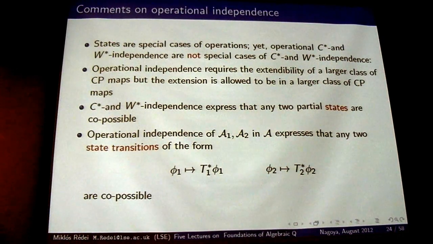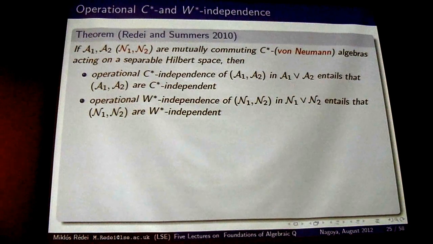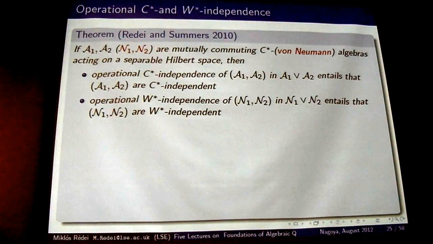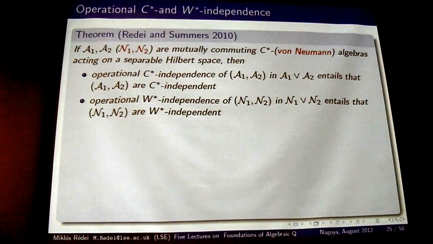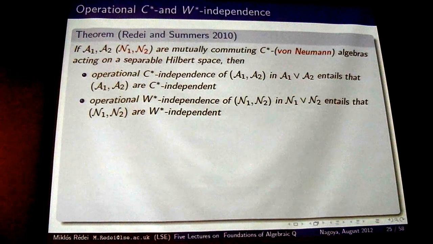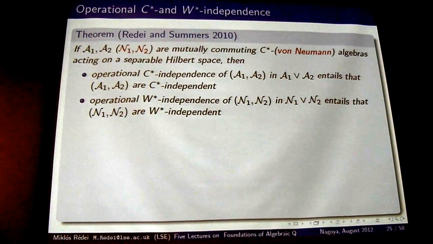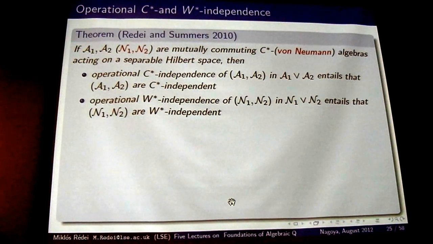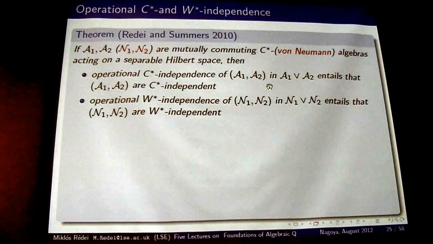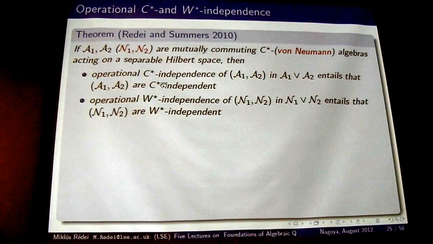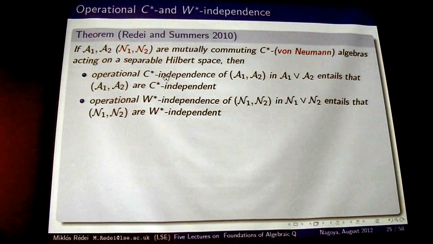This is how you should conceive of them. Okay, now here are some elementary results on operational C-star and W-star independence, which relate these two concepts to the independence hierarchy I flashed. Namely, that operational C-star independence of two C-star algebras, E1 and E2, in the generated algebra, entails that the two are C-star independent. So operational C-star independence is stronger than C-star independence. I didn't say it's strictly stronger, but I said it's stronger.